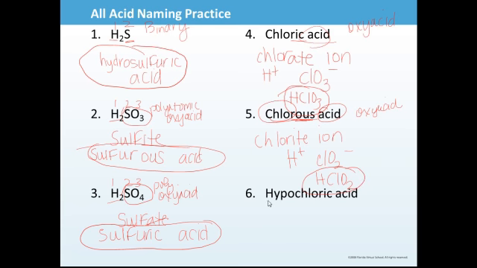Okay, number 6. It's supposed to be hypochlorous acid. I'm so sorry, I had an error in here. OUS tells me it's the ITE ending of this polyatomic ion, so that's hypochlorite ion, which is ClO with a minus. It's an acid, therefore it's bonding with hydrogen, so I get HClO.